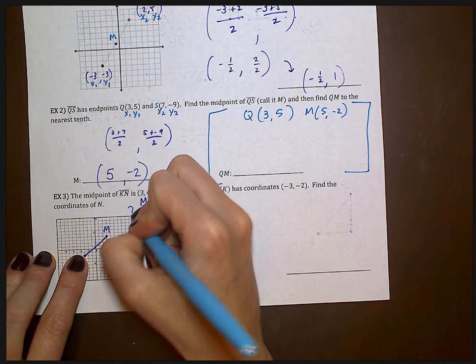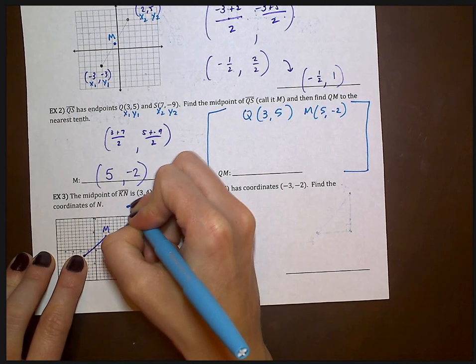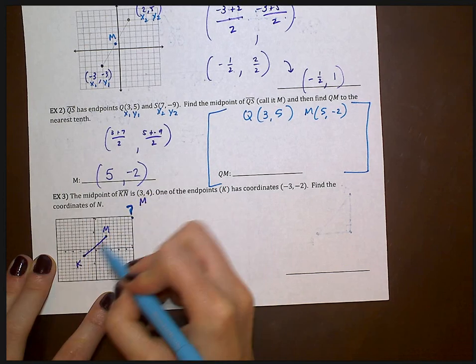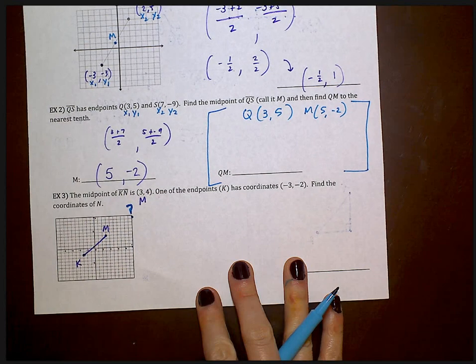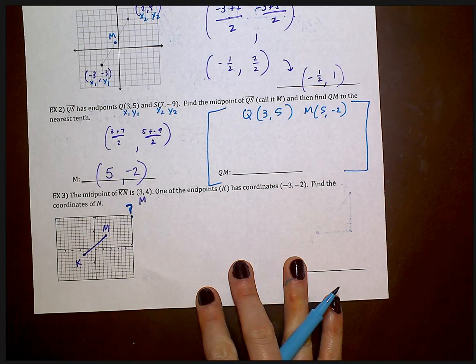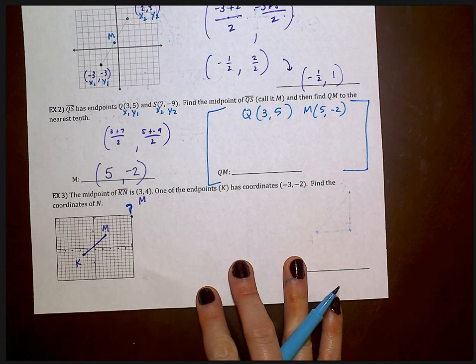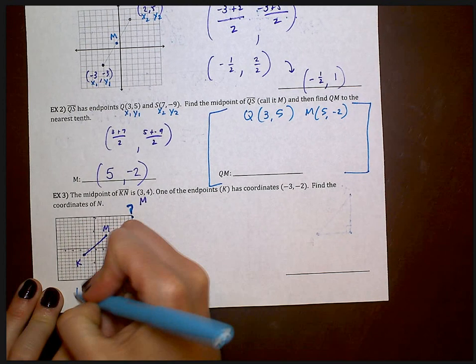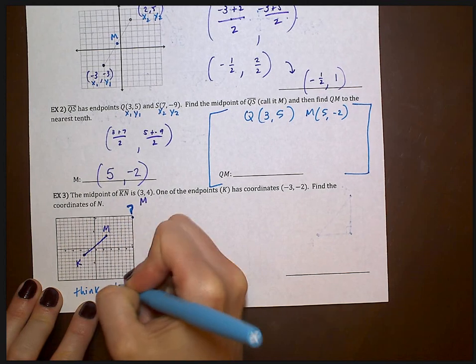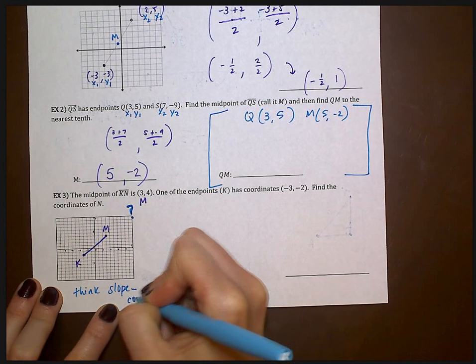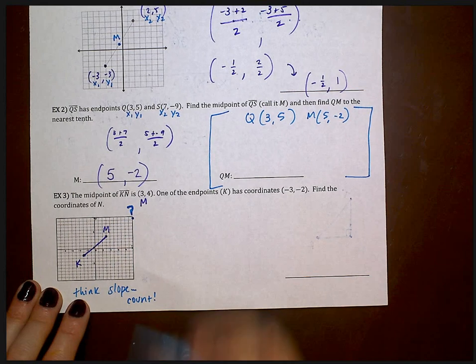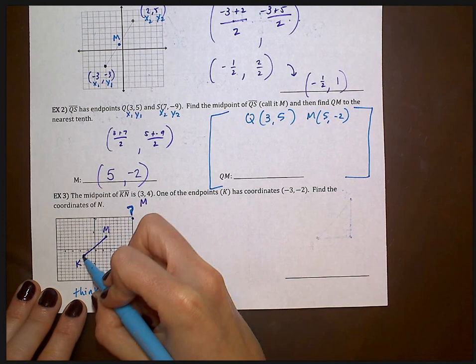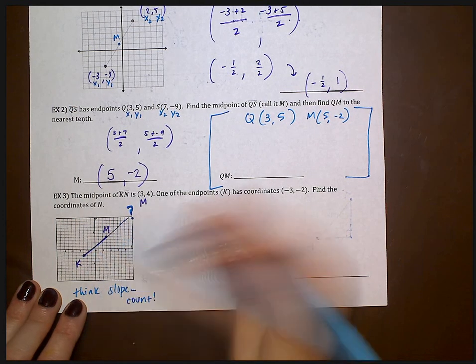But I'm not totally sure where, because I don't know how long this guy is. But let me show you a couple different ways to do this. Honestly, if you have the graph, the easiest way is to just think slope. And when you're thinking slope, you can just count it. So watch what I'm about to do. So obviously the line's going to look like this. I just count it like rise over run.